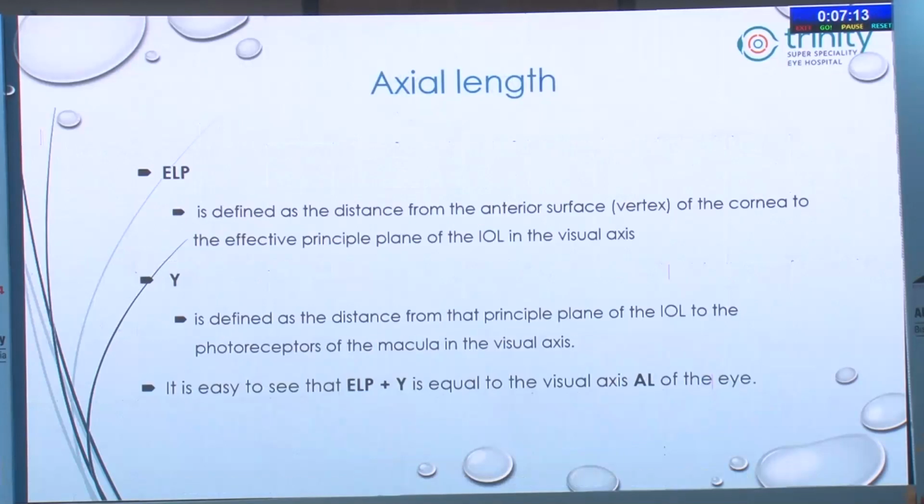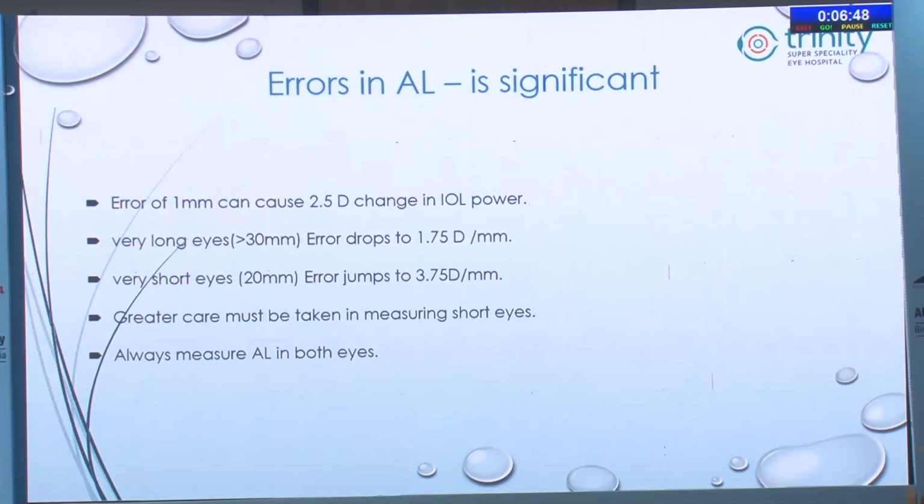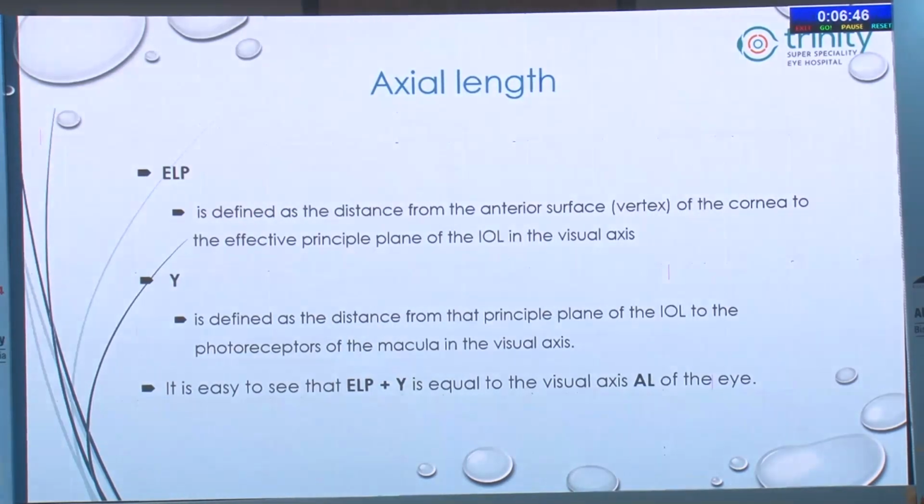Effective lens position is defined as the distance from the anterior surface of the cornea to the effective principal plane of the IOL in the visual axis. Again, as I told you, the effective lens position can be predicted with a lot of parameters, but exactly we cannot calculate. And Y is defined as the distance from the principal plane of the IOL to the photoreceptors of the macula. Combining these two gives your axial length.